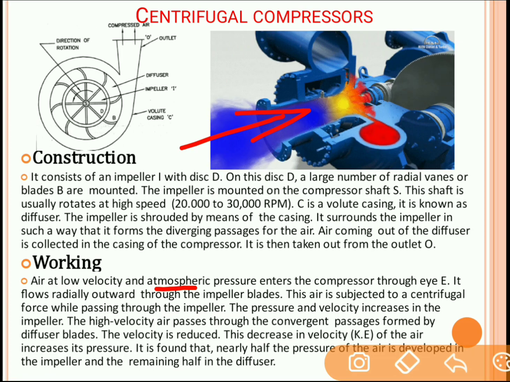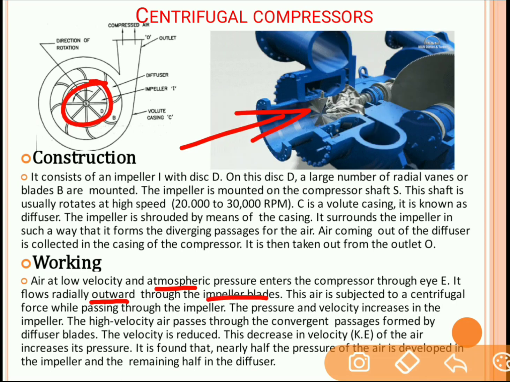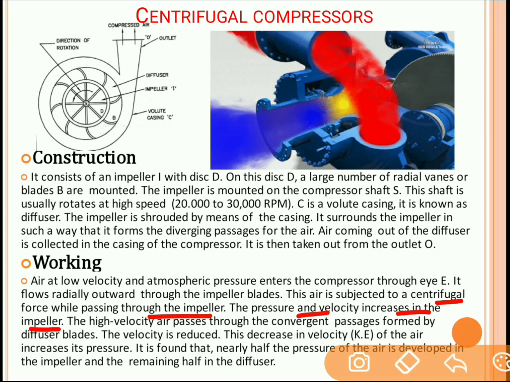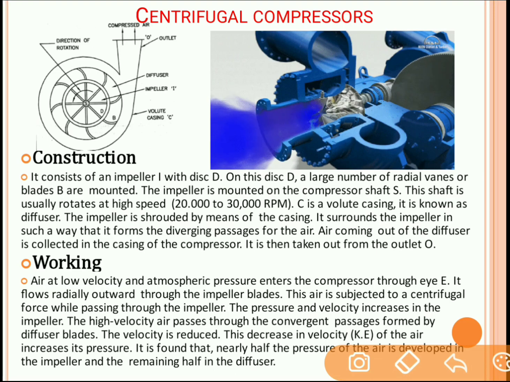This low pressure and low velocity air will flow in the radially outward direction through the impeller blades. So because of these impeller blades, air will move in the radially outward direction. This air is subjected to the centrifugal force while passing through the impeller. As a result, pressure and velocity of air increase because of the impeller. So pressure and velocity of air increase as it passes through the impeller.